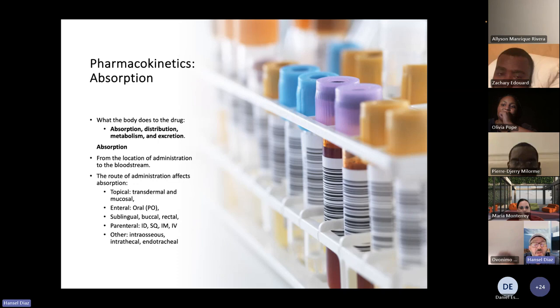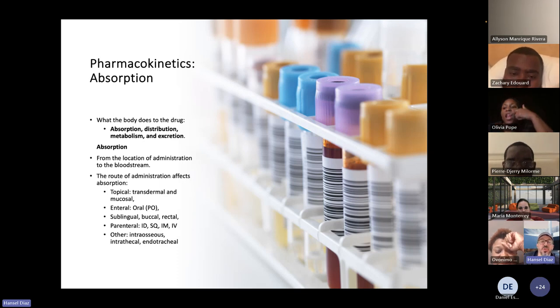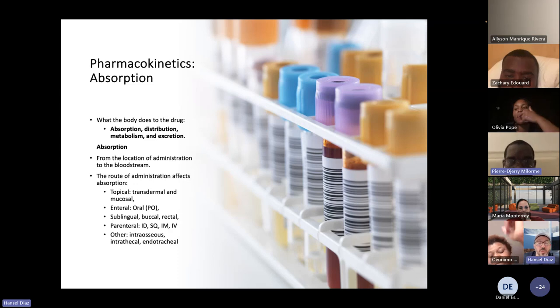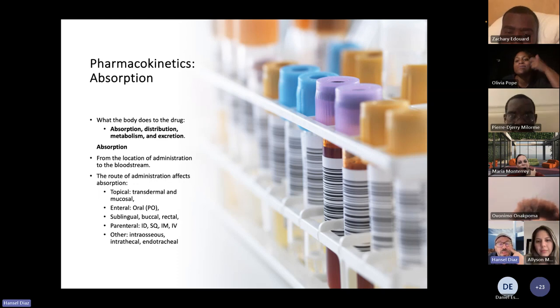And there are many ways to put medications into the system. You could do it topical, in a transdermal or mucosal way. You could do it enteral, which is PO. You give it to your patient through the mouth. Sublingual, what is sublingual? Where do you put medication sublingual? Under the tongue. How about buccal? In the cheek.